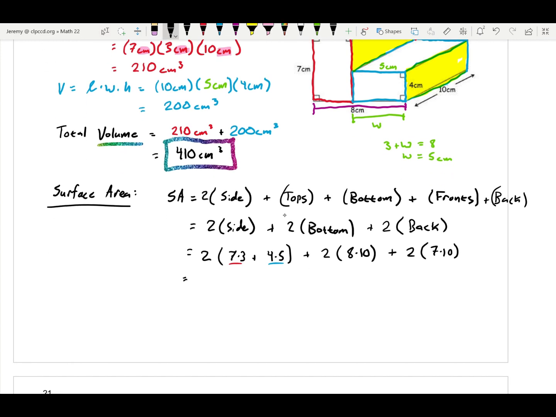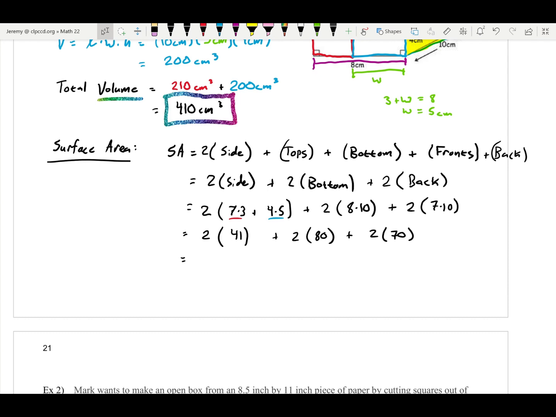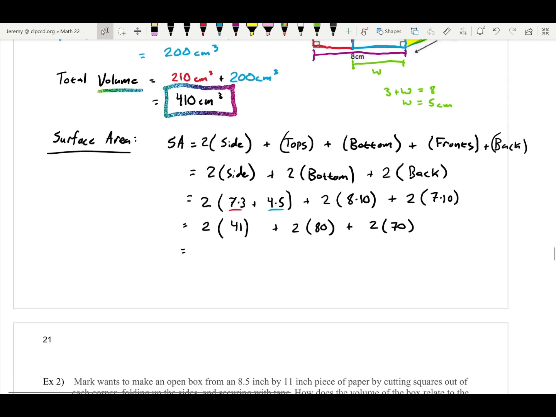All right, and I'll simplify this a bit. This will be 2 times 21 plus 20, so I'm getting 41 right here, plus 2 times 80, plus 2 times 70. And I'm not writing in the centimeters just because it would be too much work. I know that my answer at the end is going to be, I'll let you think about it before I tell you. All right, simplifying a bit more, this is 82 plus 160 plus 140.